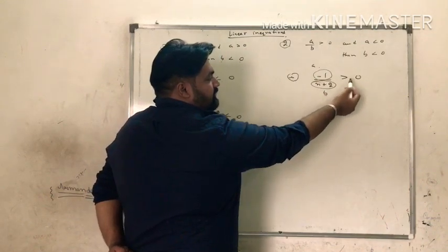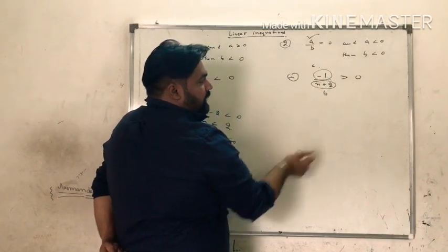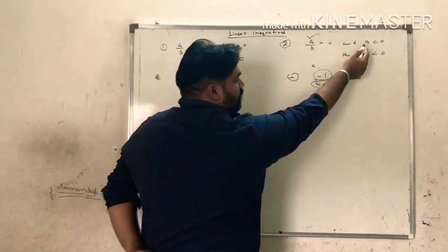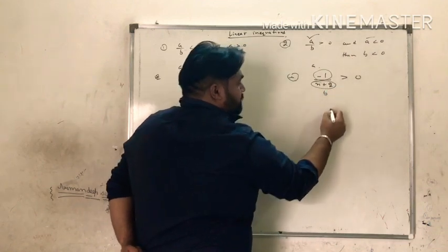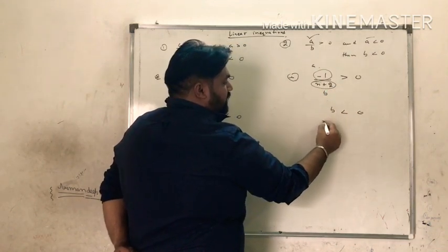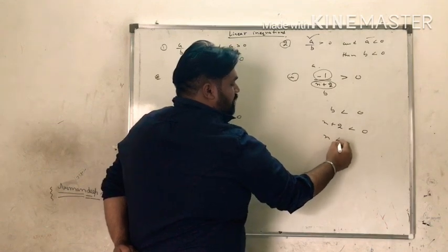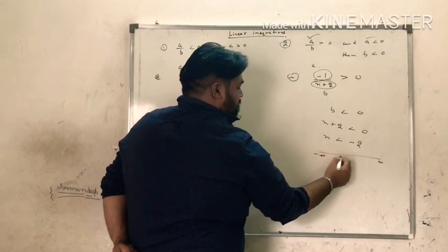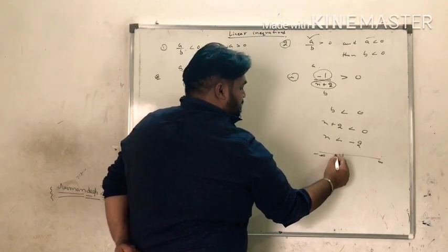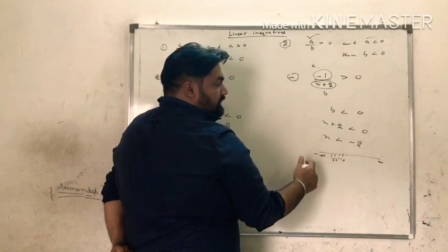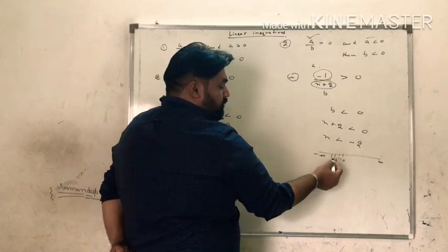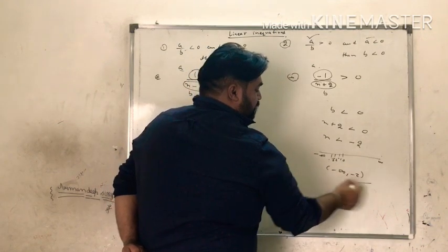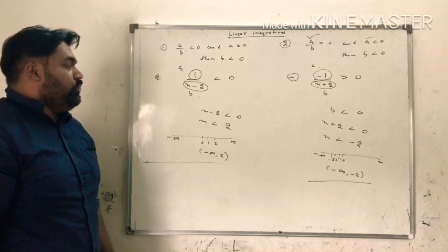Again in this question, this is a, this is b. Now a upon b is greater than 0. A is less than 0. I know minus 1 is less than 0. Second condition, then b is less than 0. Now what is b? X plus 2 is less than 0. X is less than minus 2. Less than means minus 2, minus 3, minus 4 up to minus infinity. So minus infinity to minus 2.